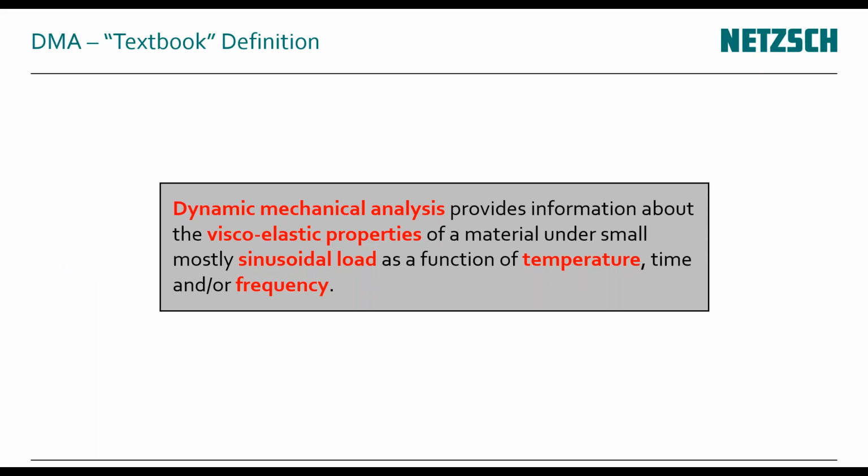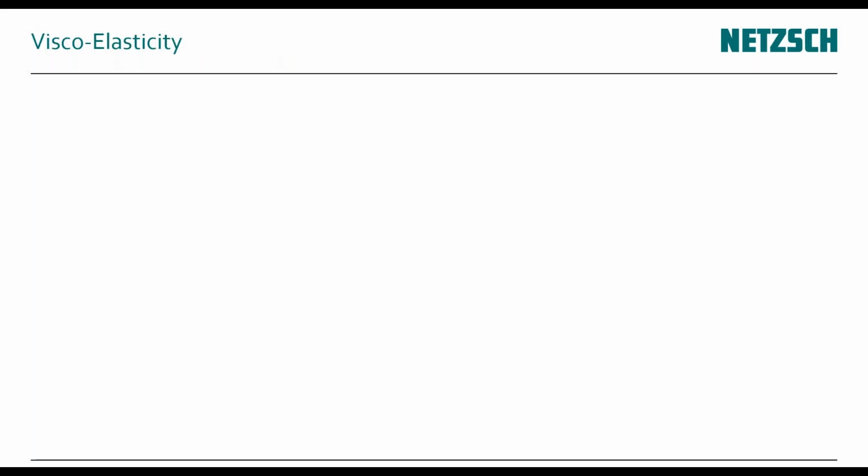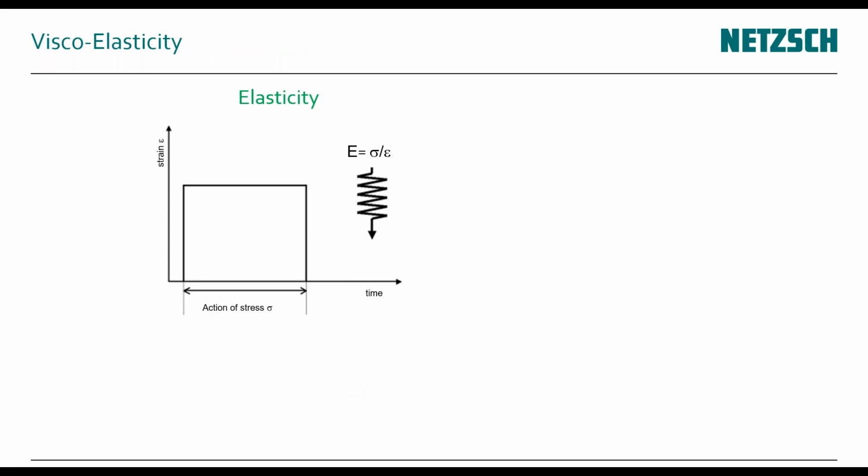So let's look at a textbook definition. Dynamic mechanical analysis provides information about the viscoelastic properties of a material under small, mostly sinusoidal load as a function of temperature, time, and/or frequency. So you see, this is not so straightforward. We see quite a few parameters. It depends on temperature and time, which is, of course, what we need to monitor our curing process. And we look at the frequency. And we're looking at something called viscoelastic properties of our material. This will be what is reflected in our DMA measurement.